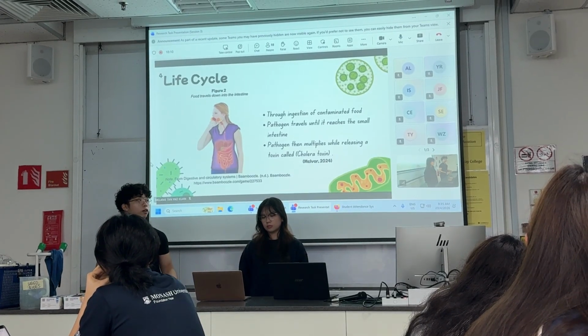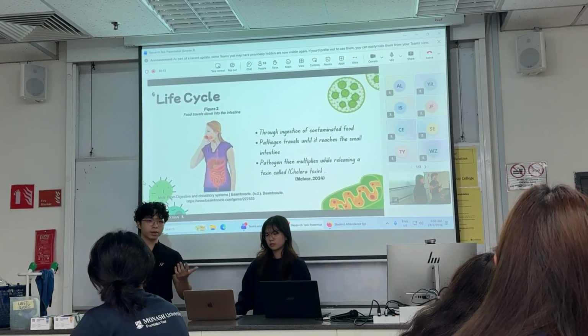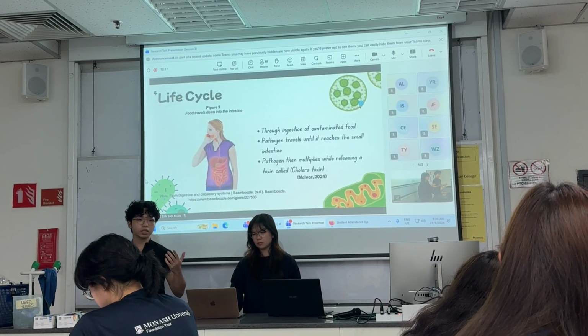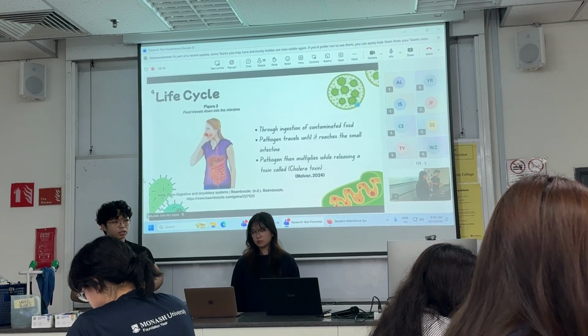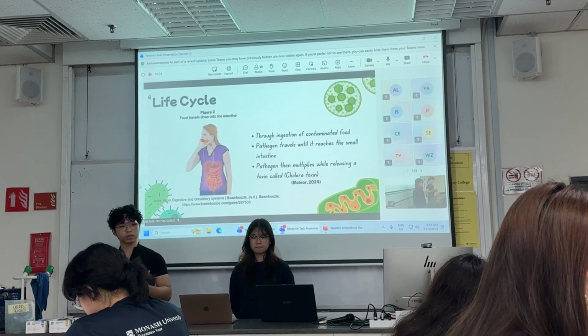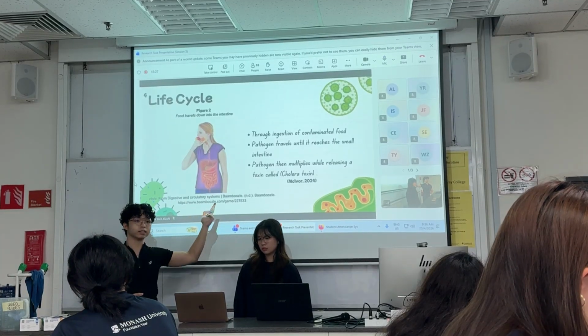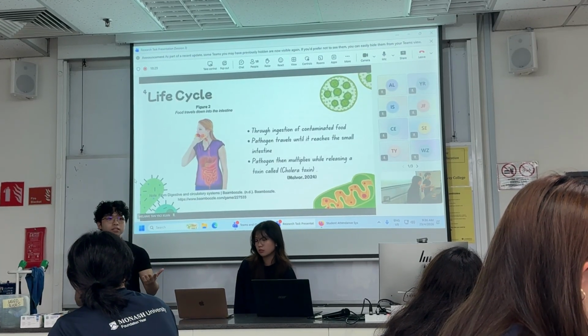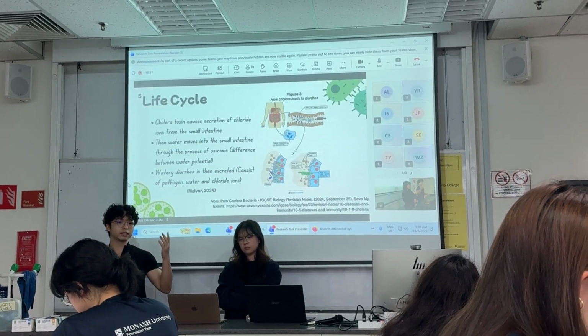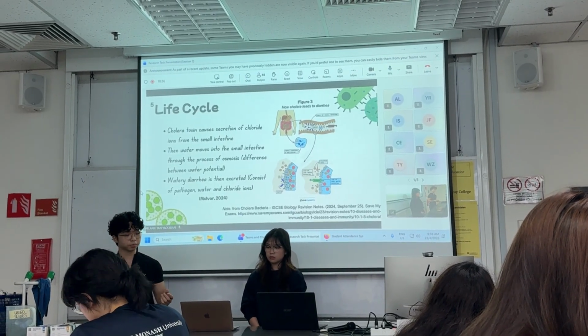Now, the life cycle of Vibrio cholerae. Once it is ingested through contaminated food or water, the pathogen travels down into the small intestine, where it attaches itself to the lining of the small intestine. It then releases a toxin called cholera toxin. This toxin causes the cells to secrete chloride ions into the small intestine.